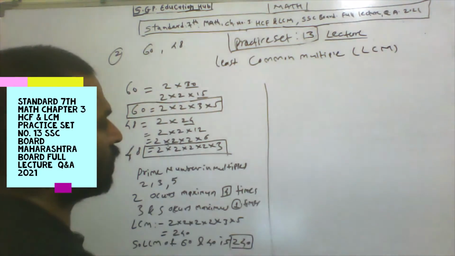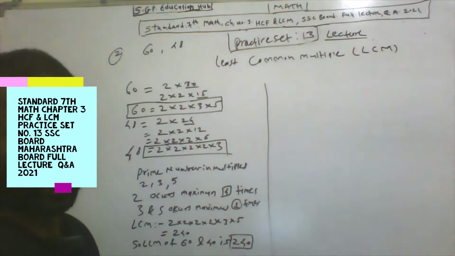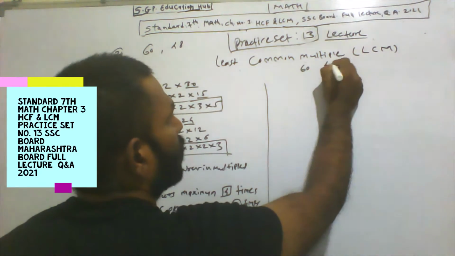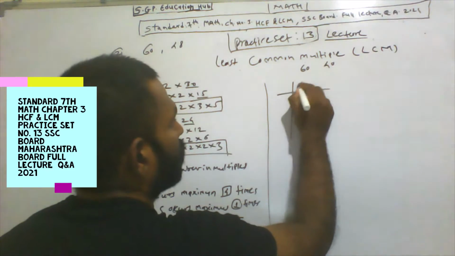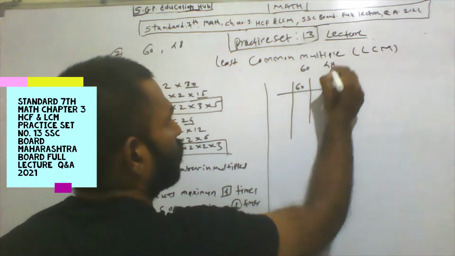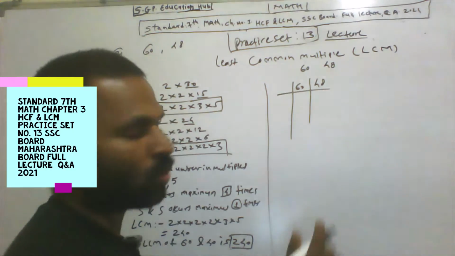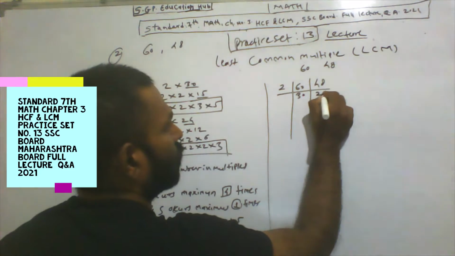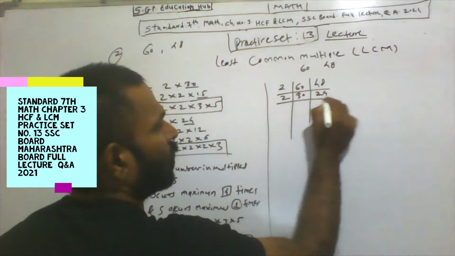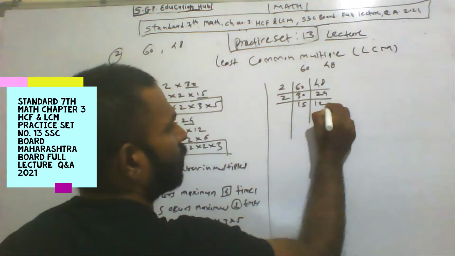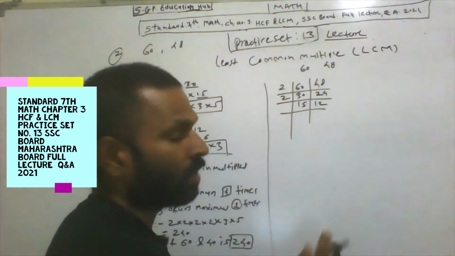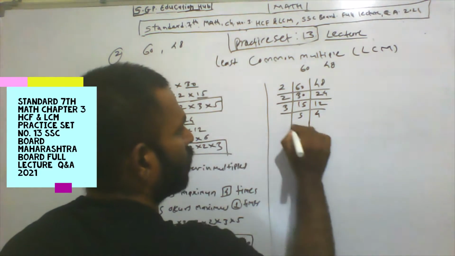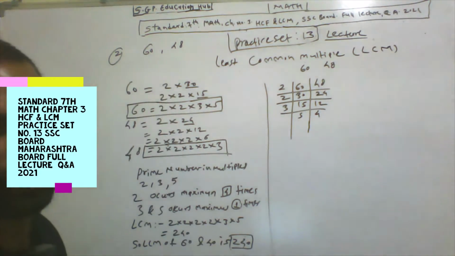Now solve this example with the vertical method. We are going to solve it with the vertical method. 60 and 48. Both are even numbers, so divide by 2. 30 and 24. These are also even numbers, so divide by 2 again: 15 and 12. Both can be divided by 3. So 3 fives are 15, 3 fours are 12. Now 5 cannot be divided because 5 is a prime number.